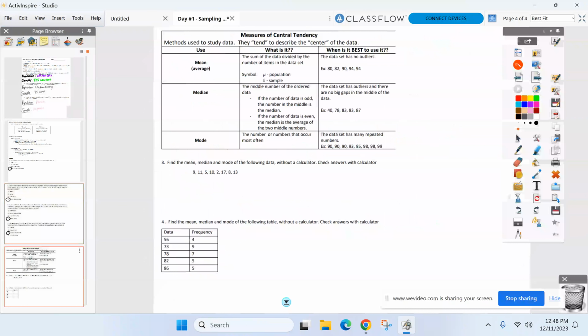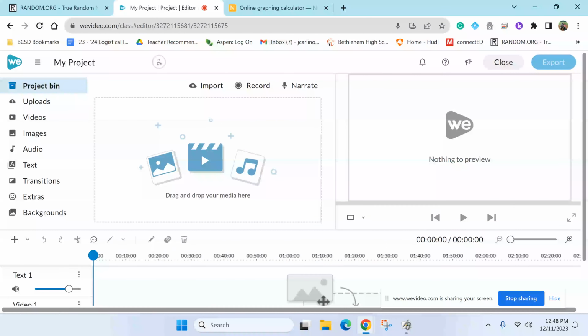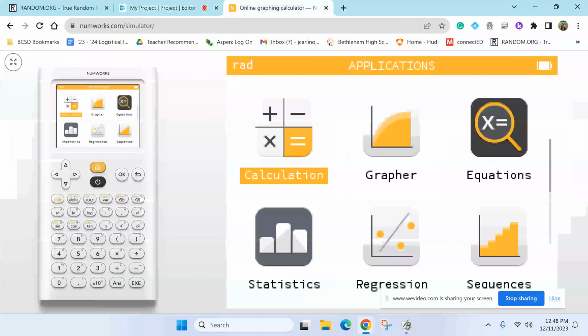So I've got 9, 11, 5, 10, 2, 17, 8, and 13. Find the mean, median, mode. I'm just going to slow it down here. Go to your NumWorks calculator. Let's see, where have we been so far? You guys have been on calculation. You guys have been on grapher to graph anything. Game changer right here, right?